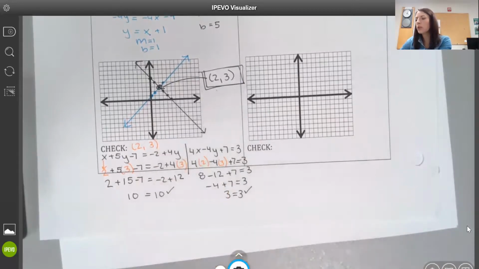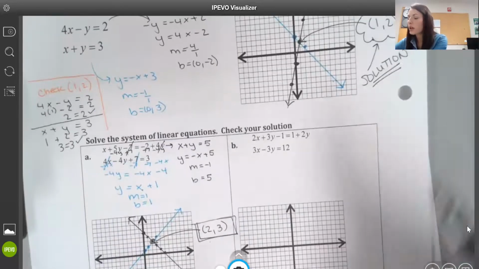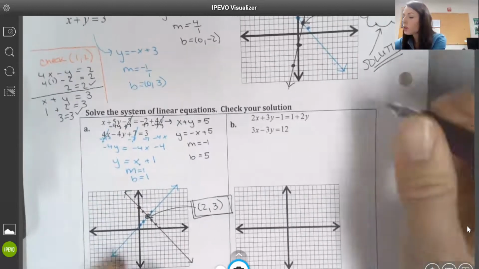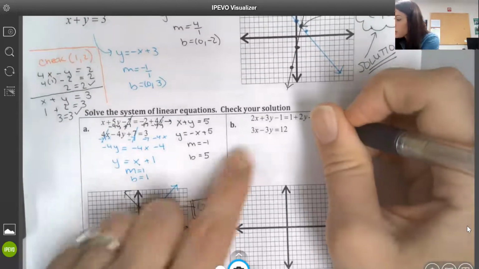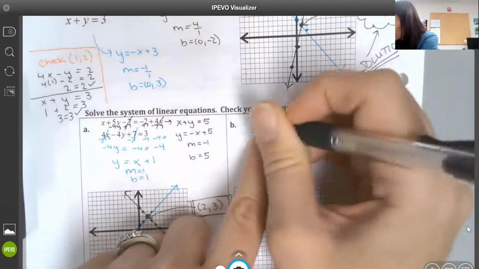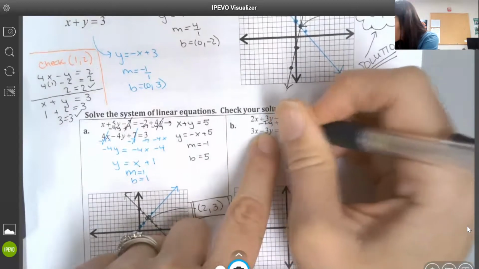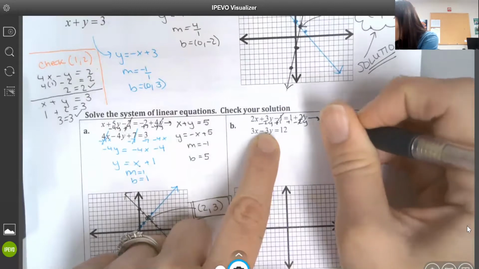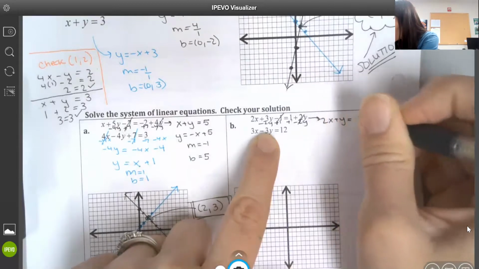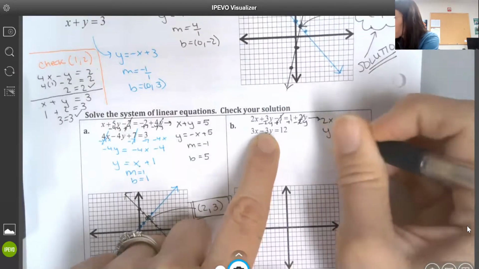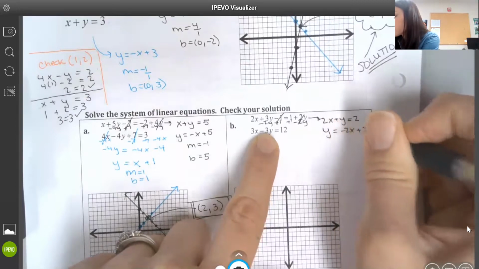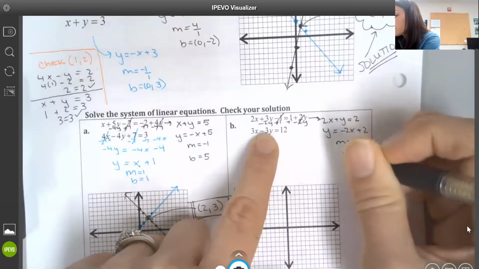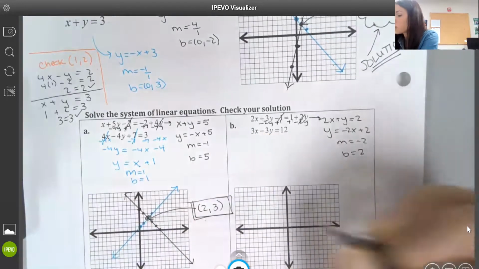Let's look at one more together and then I'll let you try it on your own. So again, graphing our systems, first we need to rewrite here. So I'm going to subtract 2y and add 1 at the same time, which is going to give me 2x plus y equals 2, or y equals negative 2x plus 2. Slope of negative 2, y-intercept of 2.